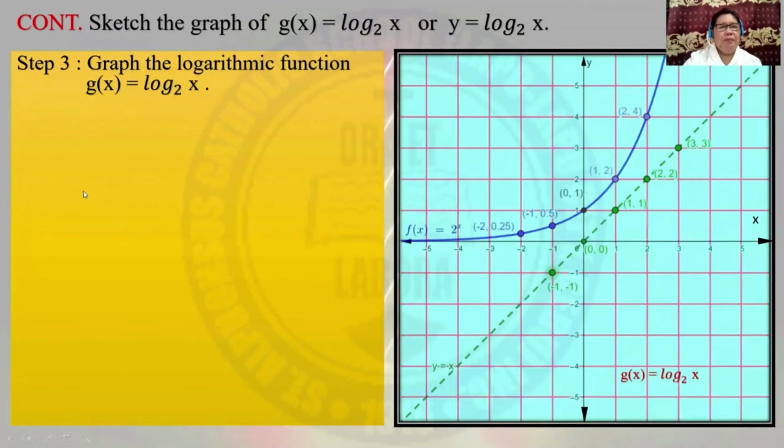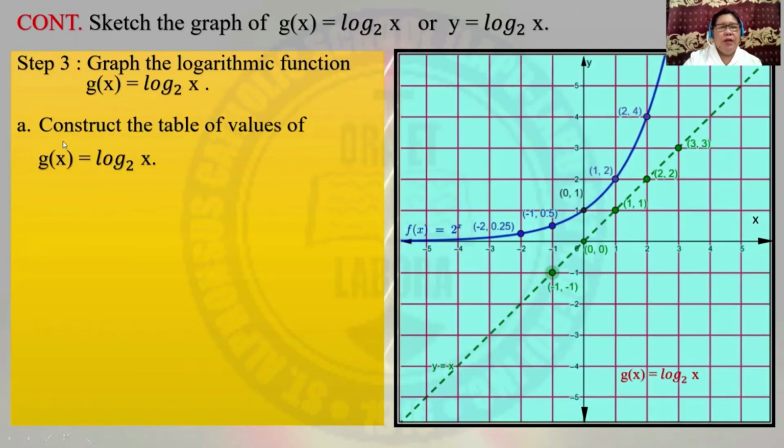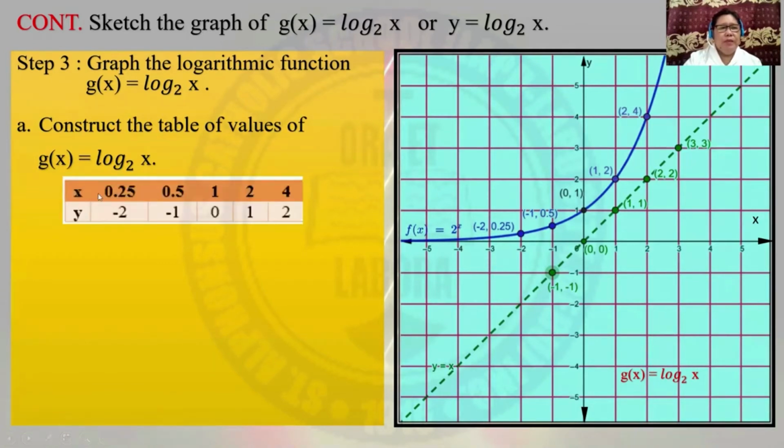For step 3, you have to graph the logarithmic function g of x is equal to log x to the base 2. So first, you have to construct the table of values of g of x is equal to log x to the base 2. So for the assigned values of x, we have 0.25, 0.5, 1, 2, and 4. And for the values of y, we have -2, -1, 0, 1, and 2. Or simply, we just interchange the x and y values in step 2.